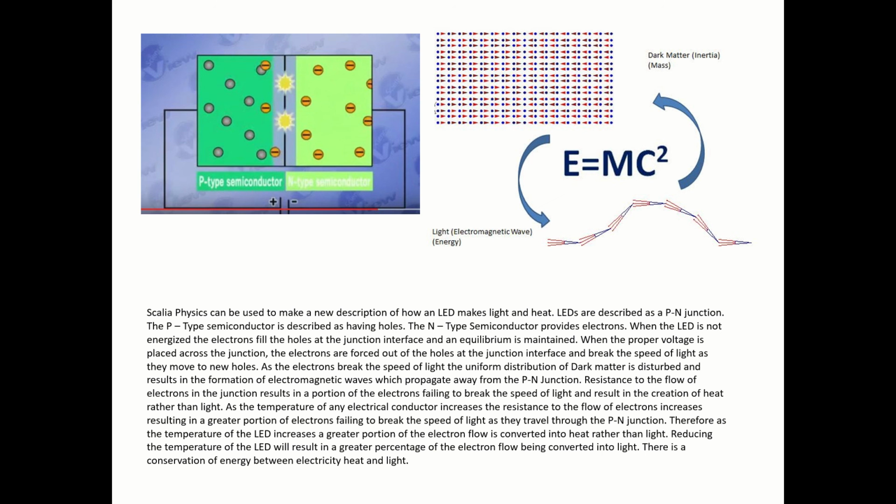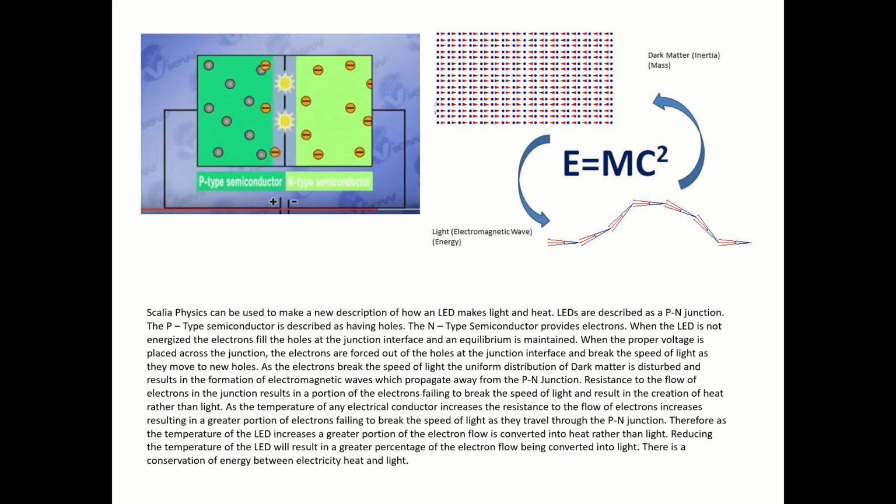Now that increased flywheel motion causes a greater EMF, or a resistance to electron flow, which then causes a percentage of the electrons to pass through as current but not break the speed of light because of the resistance to flow, so they do not make light. They pass through and create heat. So as we can see, the greater the temperature of the LED chip, the lower the amount of light that is produced and the higher the amount of heat.